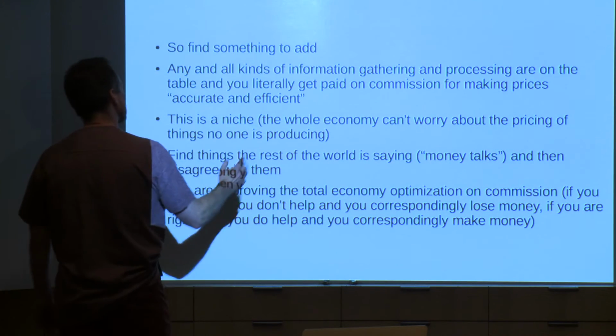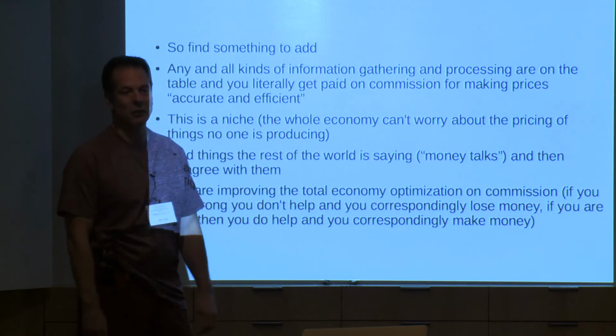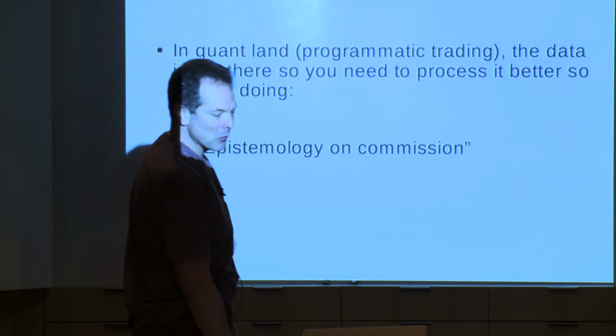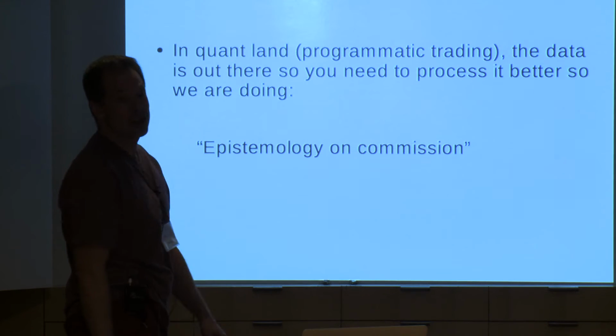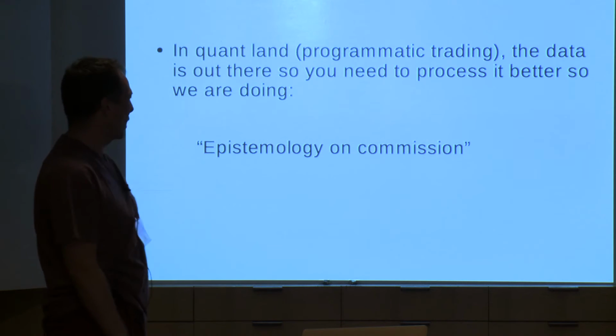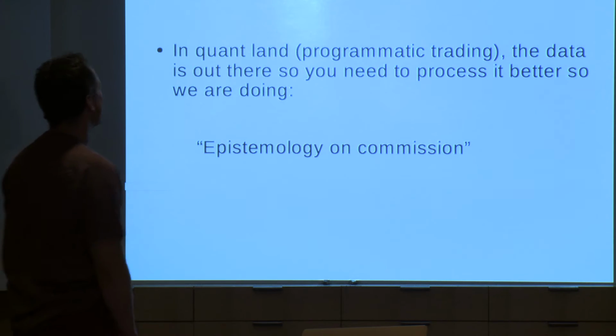So you're trying to improve the total economy's optimization problem on commission. If you're not helping, you're also losing money by not helping. And if you're making money, you're helping unless you're cheating. There's insider trading, there's political influence and things like that. But if those are not the way you're making money, it's roughly fair.